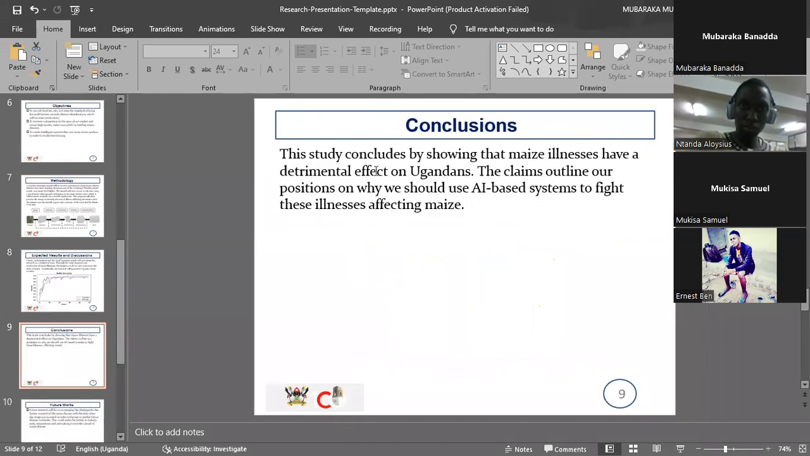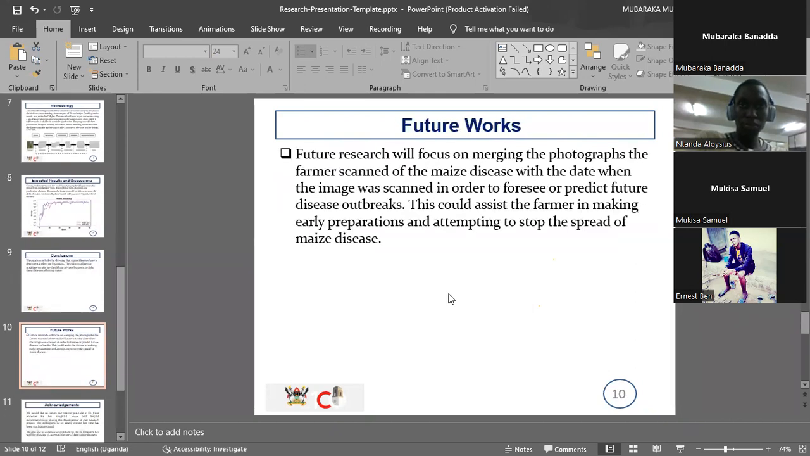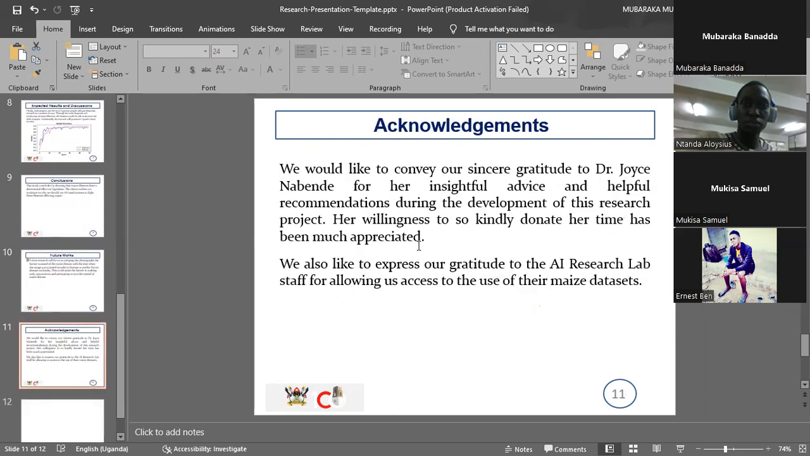In conclusion, the study shows that maize illnesses have a detrimental effect on Ugandans. The claims outline our position on why we should use AI-based systems to fight these illnesses. Our future research will focus on merging the photograph the farmer scanned with the date when those images were scanned, so that we can foresee or predict future disease outbreaks. This could assist farmers in making early preparations and attempting to stop the spread of the disease.